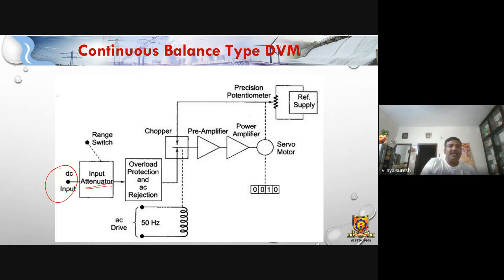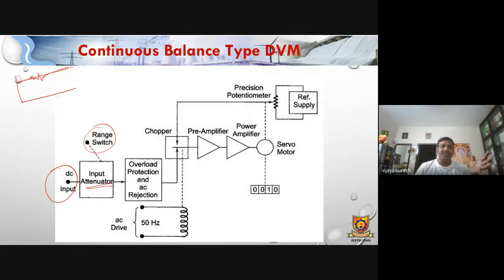A DC signal should be an exact straight line, the DC should not vary. It should not be like that. So we can use an attenuator to filter the changes. Then the range switch: how much range of input voltage you are measuring. Whether it's a 10 volts range, 100 volts range, 1000 volts range, like that. According to that, we are using a range switch. Then we are going to use an overload protection and AC rejection.